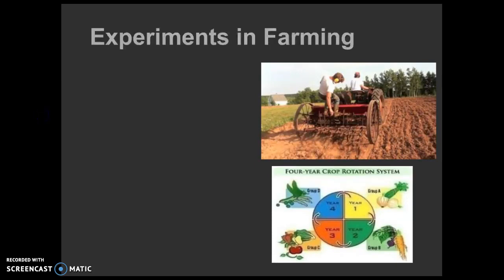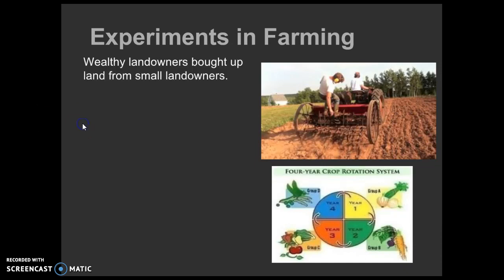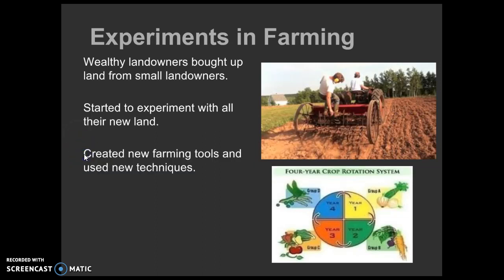Believe it or not, the Industrial Revolution began because of experiments in farming. Wealthy landowners bought up a lot of land from small landowners. Because they had a lot of new land, they started to experiment with this land. It created new farming tools, and they also started to use new techniques in their farming.